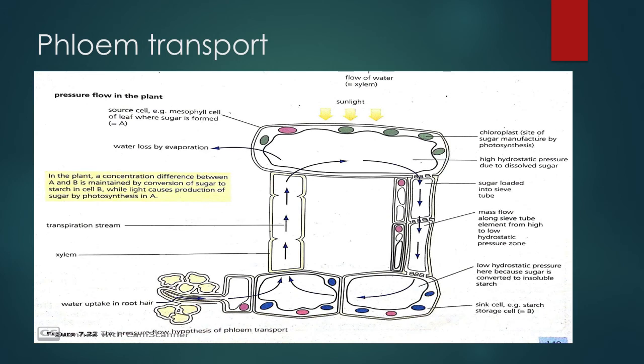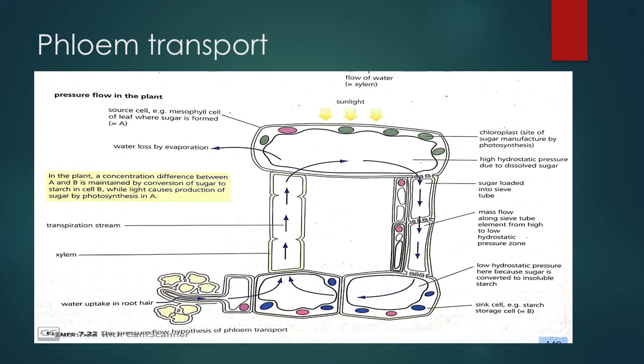In this picture it is very clear. The first top cell is the source, that means the leaf cell which produces sucrose, that means the sugar, by photosynthesis, and that will be loaded into the sieve tube. From the sieve tube it goes to the companion cell, and from there when it goes again to the sieve tube element, the water potential will be less because more sucrose is there. So this is the source area.